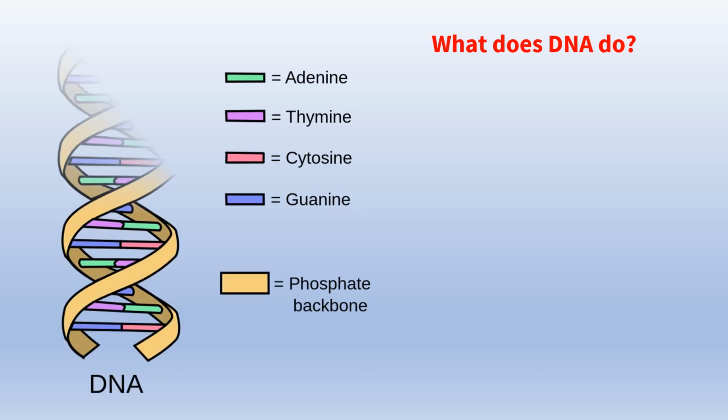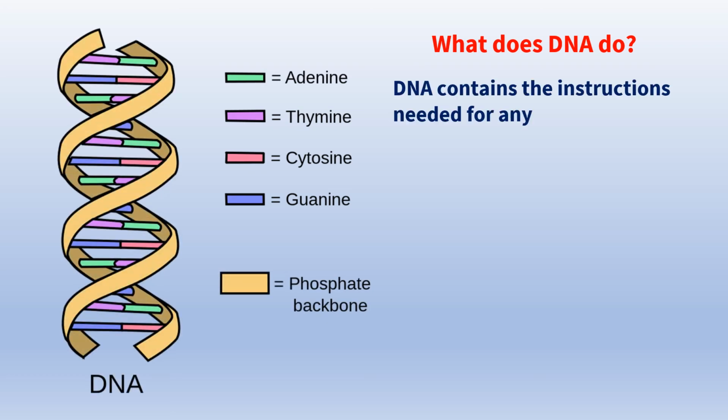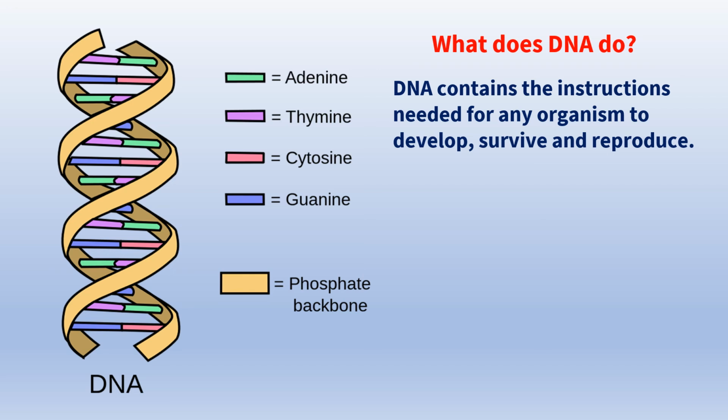Now, what does DNA do? DNA contains instructions needed for any organism not only to reproduce, not only to give the characteristics to the next generation, but DNA also contains the instructions needed for me and you to develop, to grow, and to survive. So DNA is not only all about reproduction. We need that DNA to grow in a particular manner and to survive also.